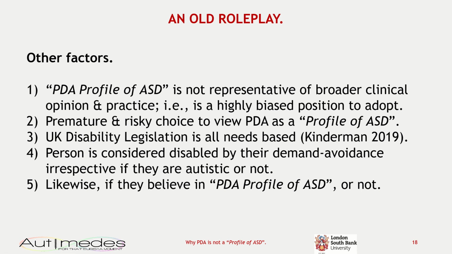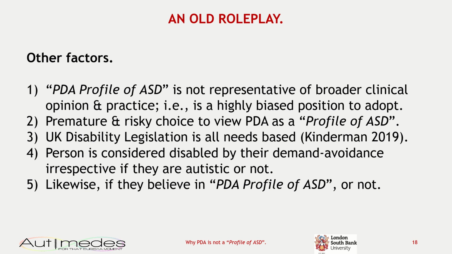Take, for example, the Equality Act, which is the main legislation for when someone counts as disabled in the UK. When someone becomes disabled by the demand avoidance, when they meet that threshold, it doesn't care if you're autistic or not. It does not care if you believe in the PDA profile of autism or not. So I would argue, in my view, that people who only diagnose PDA in autistic people are discriminating against non-autistic persons with PDA, because they're literally denying them a PDA diagnosis because they don't think these people have autism, which to me is just bonkers.